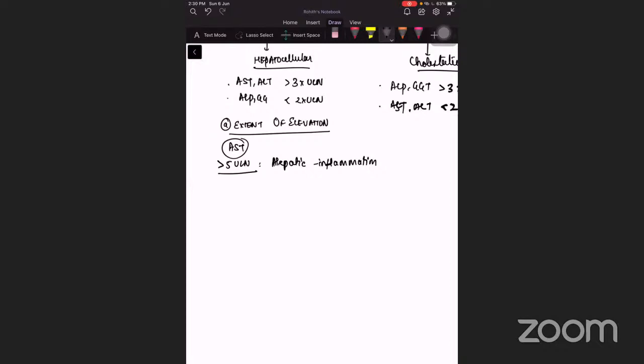But the important thing is not to misdiagnose. One here is alcoholic hepatitis. In alcoholic hepatitis, can you tell what happens to the AST and ALT? Any ratio you know? What happens to AST and ALT levels?